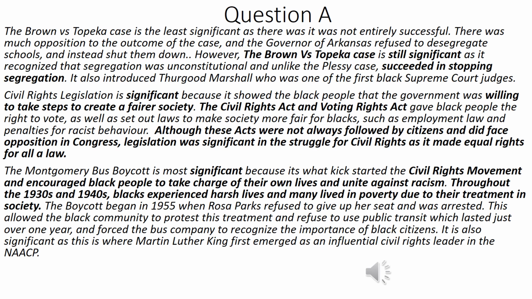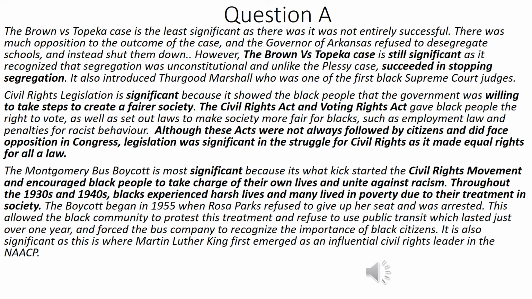The Brown versus Topeka case is the least significant, as it was not entirely successful. There was much opposition to the outcome of the case, and the governor of Arkansas refused to desegregate schools, and instead shut them down. However, the Brown versus Topeka case is still significant, as it recognized that segregation was unconstitutional and, unlike the Plessy case, succeeded in stopping segregation. It also introduced Thurgood Marshall, who was one of the first black Supreme Court judges.